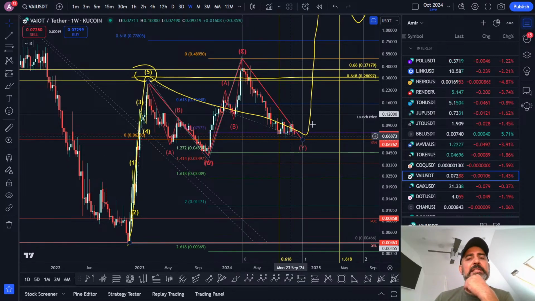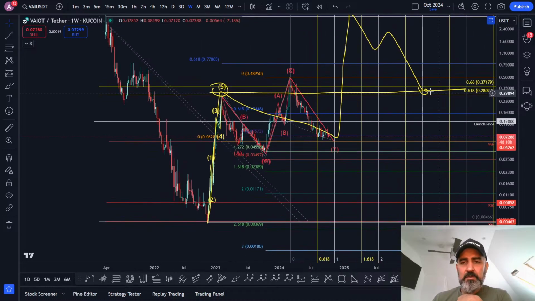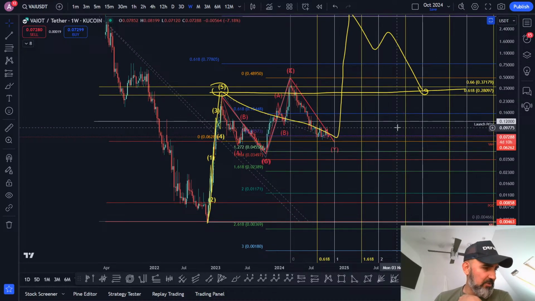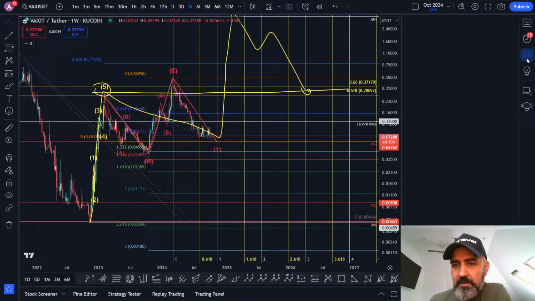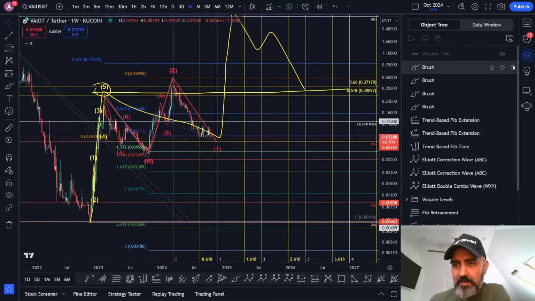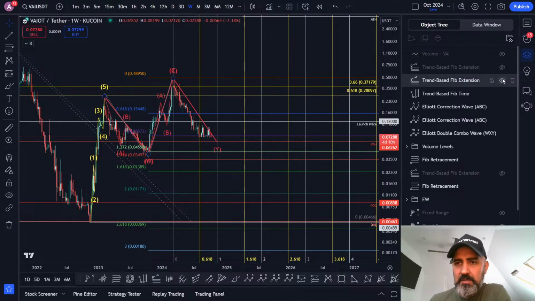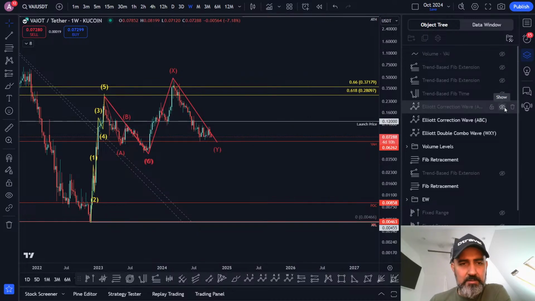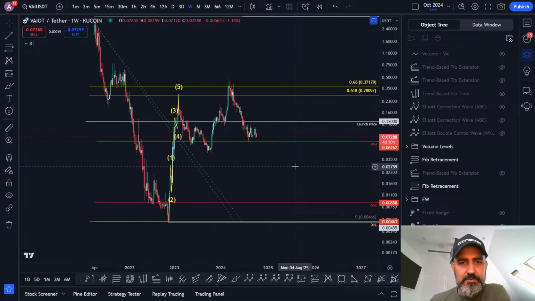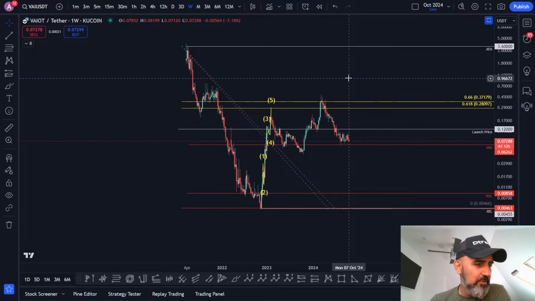What was I saying? If I remember correctly yesterday, maybe I should just update the chart a little bit. You see, I was making some stuff up. Let me just get rid of that. Trend based. Let me just hide these from the volume levels. All right, so this is the chart, VAIOT. I don't know how you pronounce it.